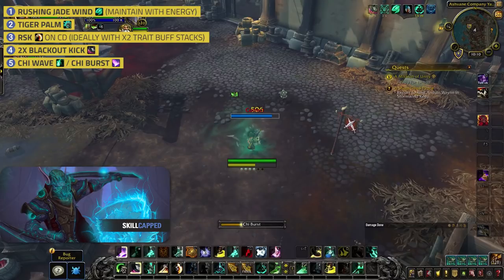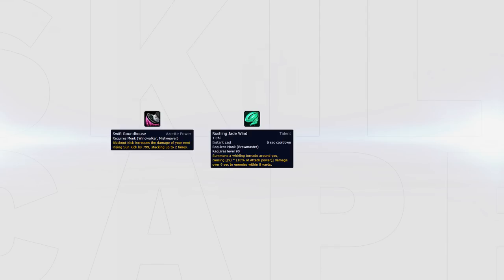The main aim for this rotation is to manage your Swift Roundhouse trait buff, so that every time you use Rising Sun Kick, you have 2 stacks of the trait, dealing absurdly high damage. With Rushing Jade Wind, you'll maintain it the whole game if you manage your energy properly, unless you want to cancel it in order to not break important CC, for example Polymorph.